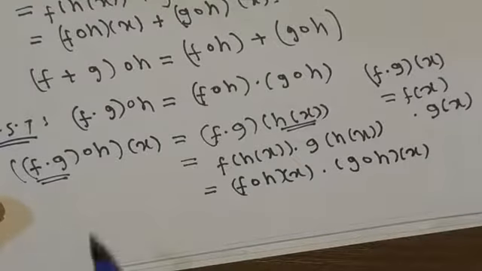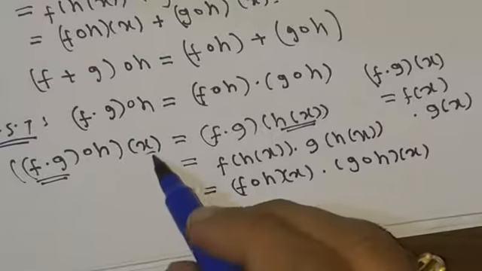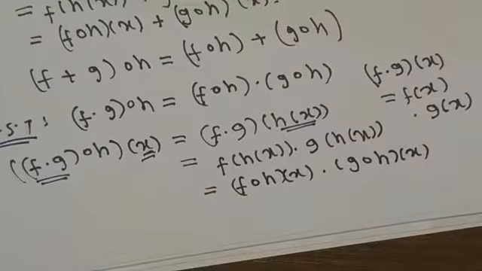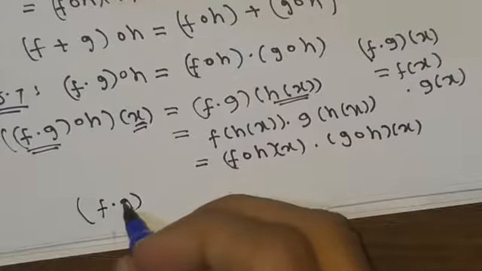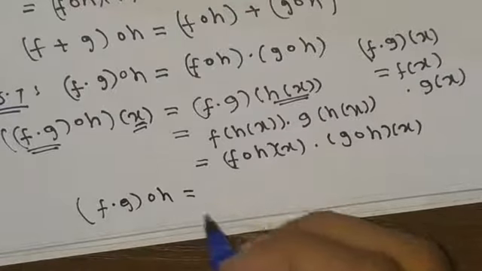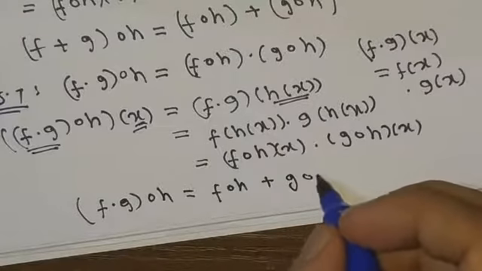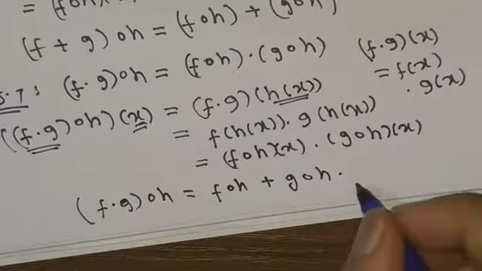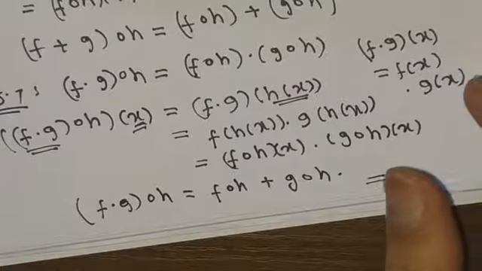Okay. Now this equality is true for any x in the domain of all the three functions f, g and h. So you will get f multiplied by g composition h is equal to f composition h multiplied by g composition h. Okay. That was the problem number 2. Now let us go to the problem number 3.